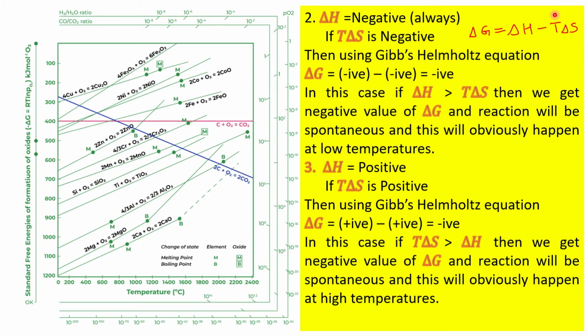So this will happen at high temperature. We need to increase the temperature here. So I have written this thing here. In this case, if T delta S is very, very high, then we get the negative value of delta G, and the reaction will be spontaneous, and this will obviously happen at very high temperature. Please remember this particular point.